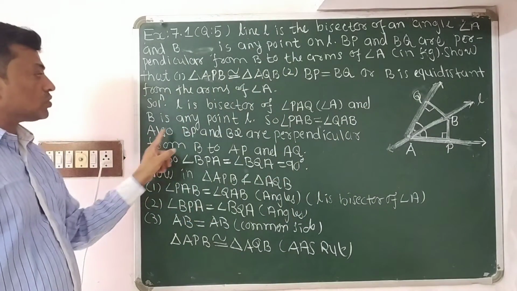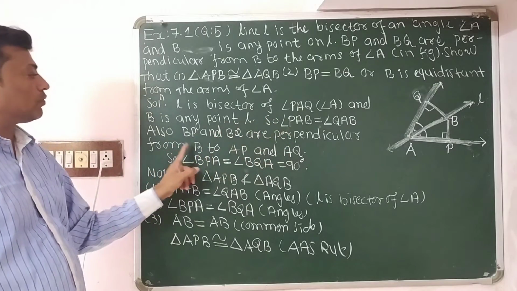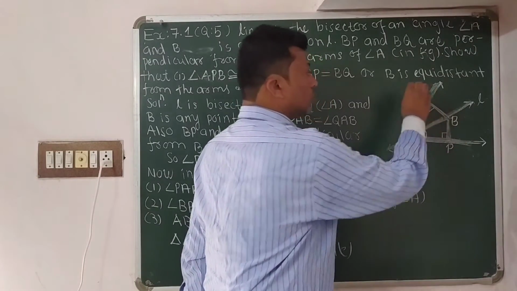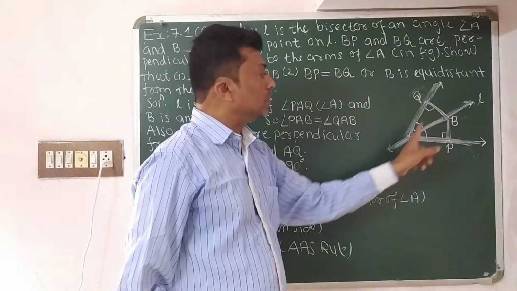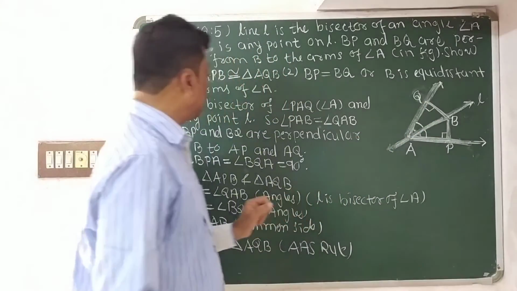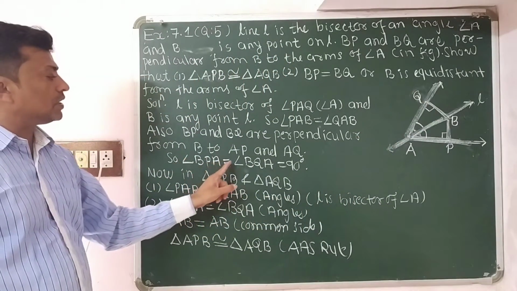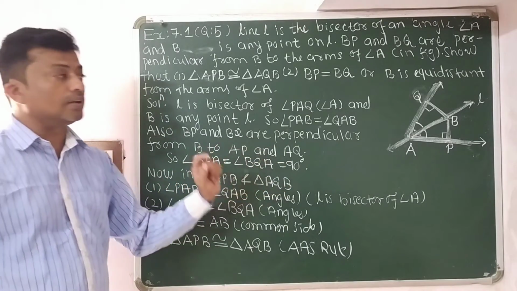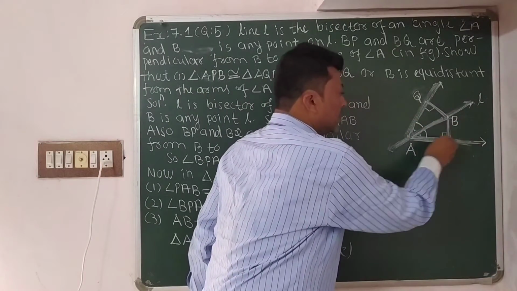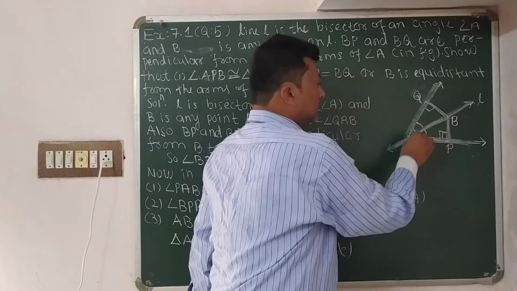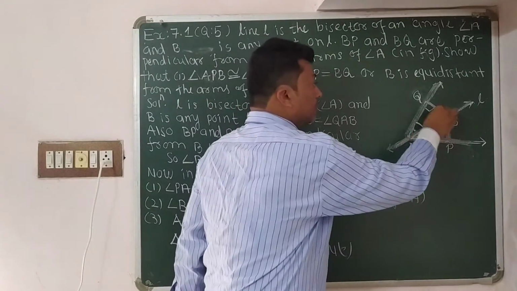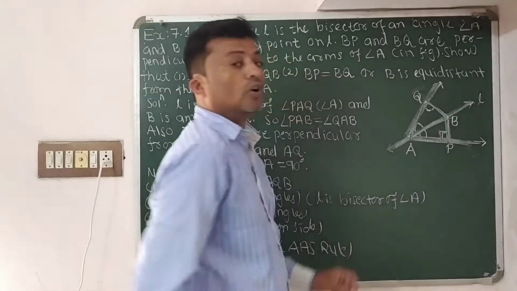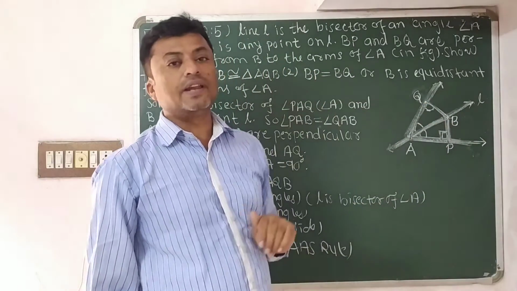Now see children, also BP and BQ are perpendicular from B to AP and AQ. So we can write angle BPA is equal to angle BQA is equal to 90 degrees. Angle BPA means this angle and angle BQA means this angle. Both measurements are the same and it is 90 degrees.